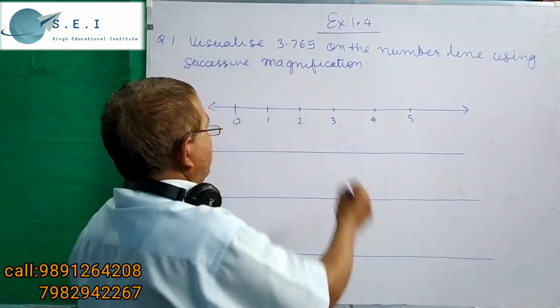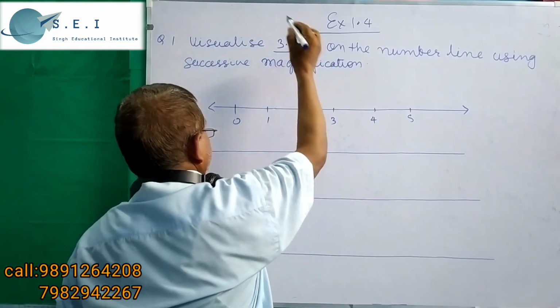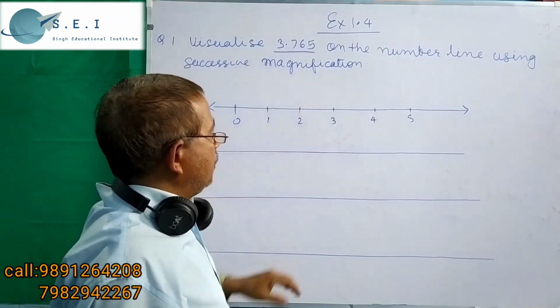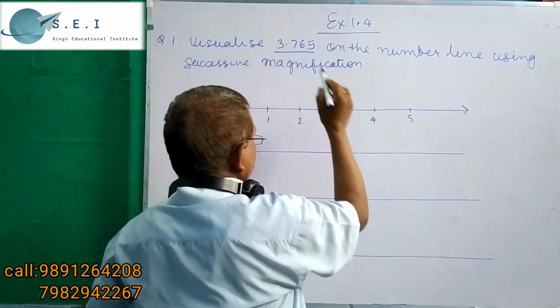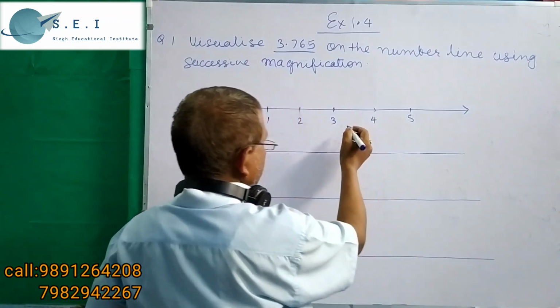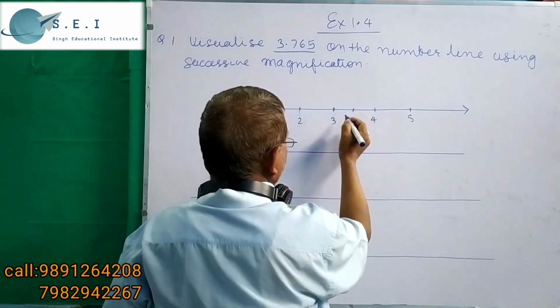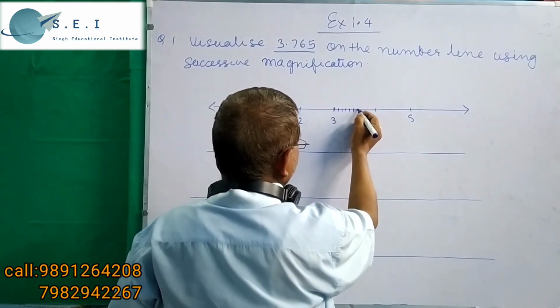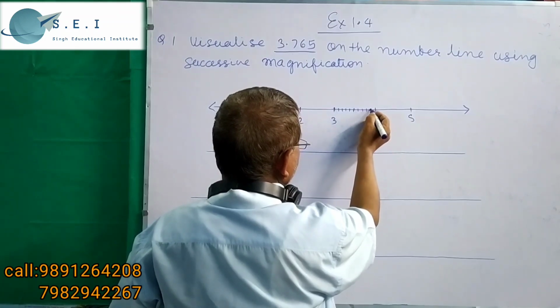5 and so on. The given number 3.765 is greater than 3 and lesser than 4. So our number lies between 3 and 4. So cut it in 10 equal parts: 1, 2, 3, 4, 5, 6, 7, 8, 9 and 10.